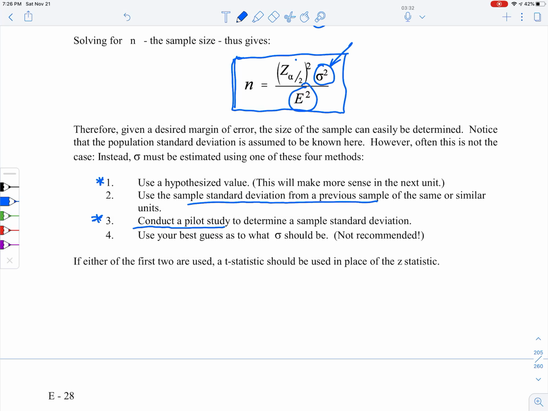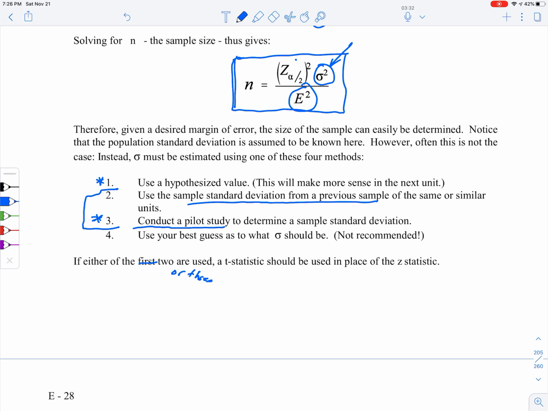But from that, you can actually then do some simple calculations and come up with an S that you can stick in there, so that it'd be an S squared. The fourth one is use your best guess, and that's not recommended. It really isn't. It says if either the first two are used. That's actually a typo there. It should be if either a 2 or 3 are used. And that's because I actually went in later and added number 1, which is really important here.